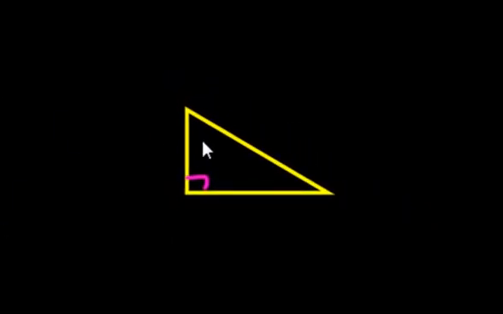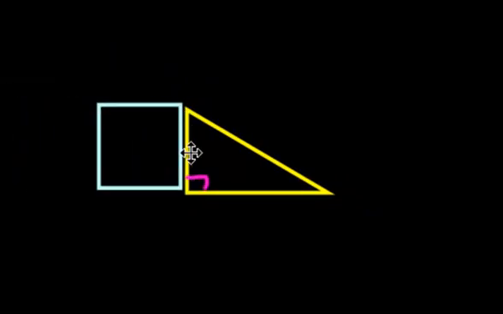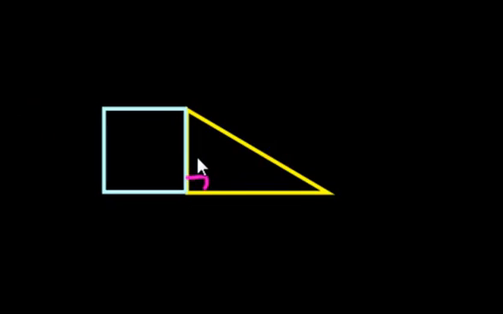He took one of the sides. Let's call this side A, and I'm going to put a box on it. So let's say A was 3 by 3. It's a square. And he found the area of that, and he found it to be 9.